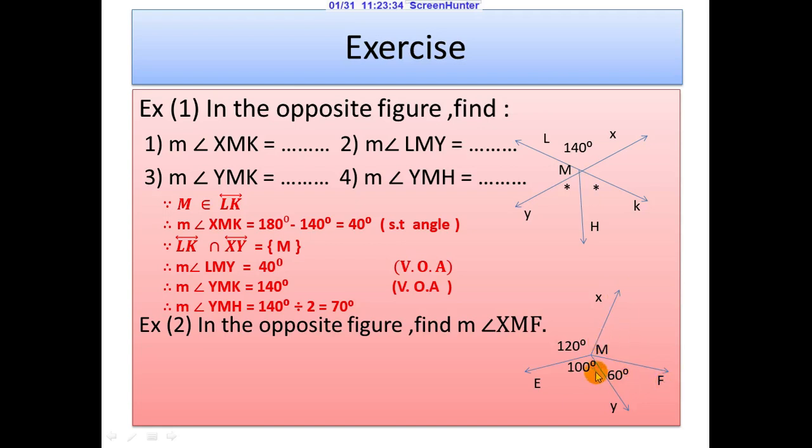I told you before, we haven't here any straight line or two straight lines, so we haven't here any straight angle or any two vertically opposite angles.